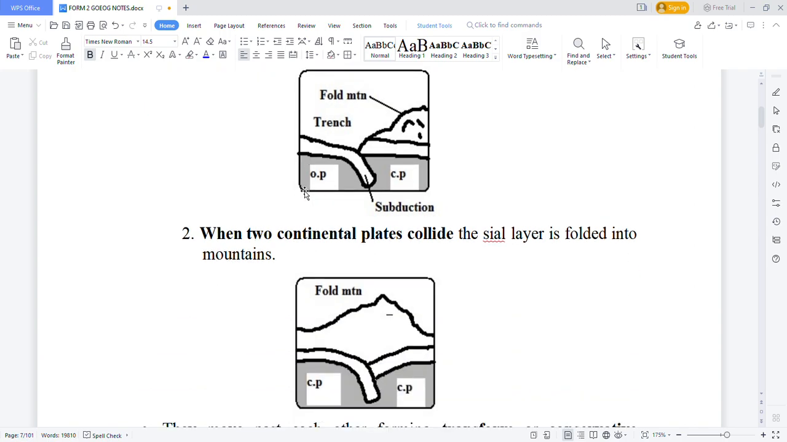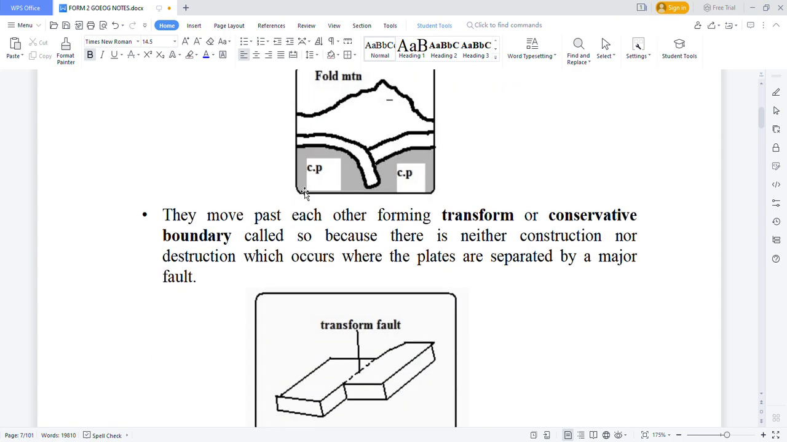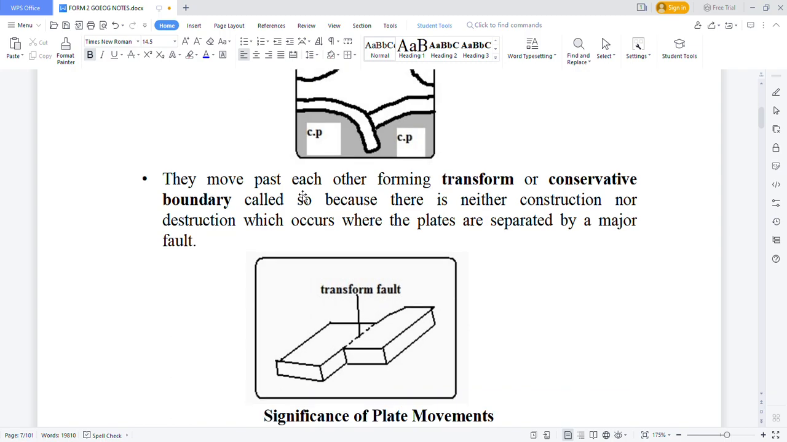Number 2. When two continental plates collide, the shear layer is folded into mountains. They move past each other, forming a transform and conservative boundary, called so because there is neither construction nor destruction, which occurs when the plates are separated by a major fault.